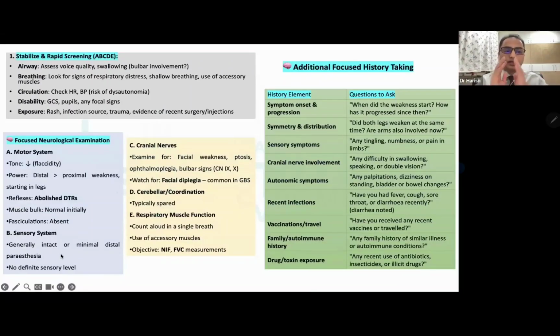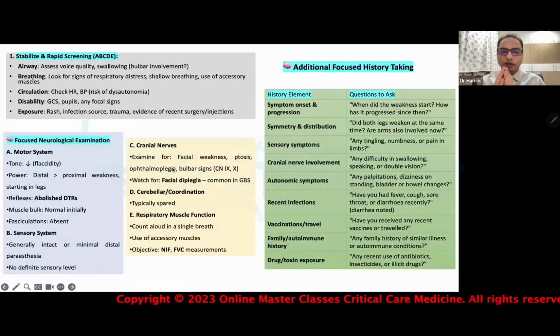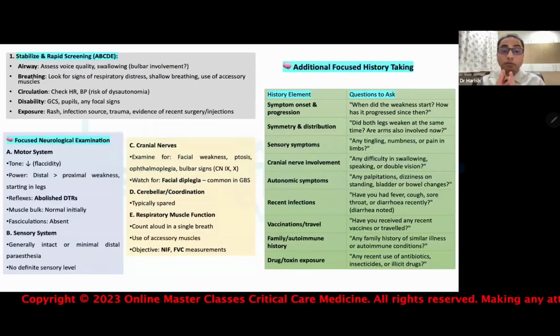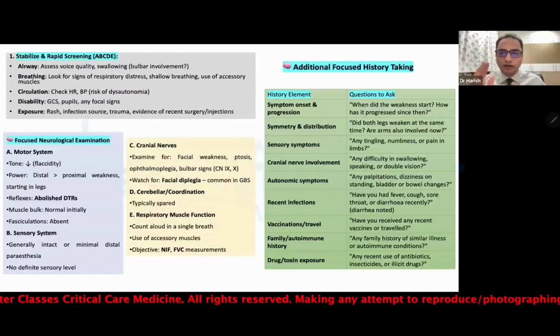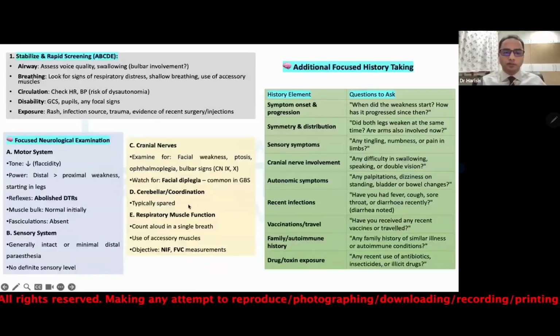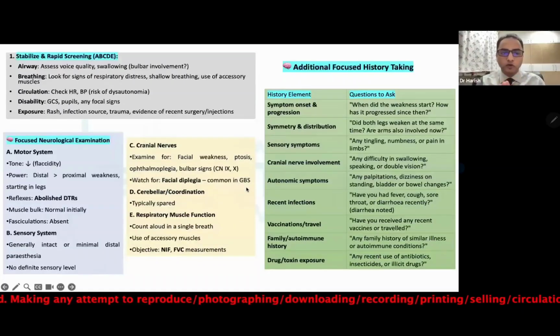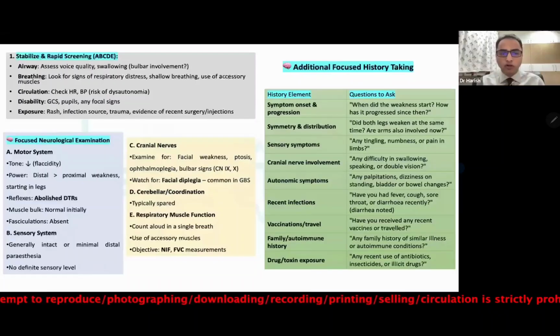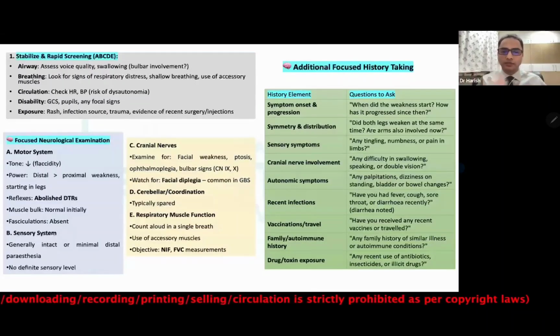Sensory system, generally it's going to be intact in this particular patient. So minimal distal paresthesia is there, no definitive sensory level. So cranial nerve examination: facial weakness, ptosis, ophthalmoplegia, bulbar weakness with the involvement of cranial nerves 9 and 10. So you need to keep that in mind. So watch for facial diplegia, so common in GB syndrome. Cerebellar involvement, like incoordination, usually will not be there in GB syndrome.